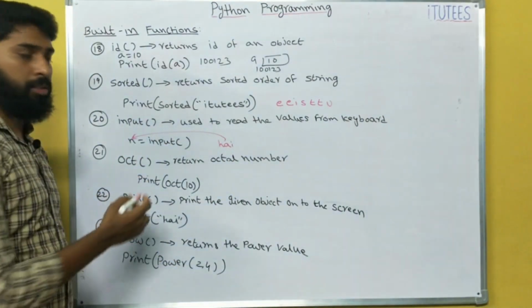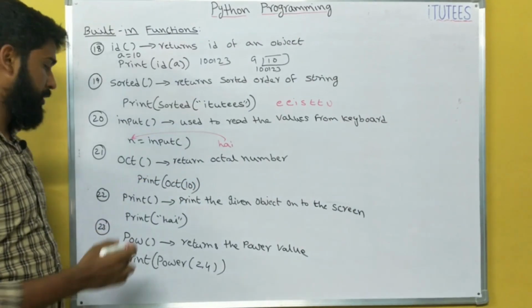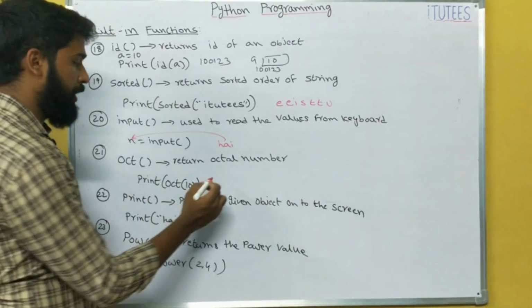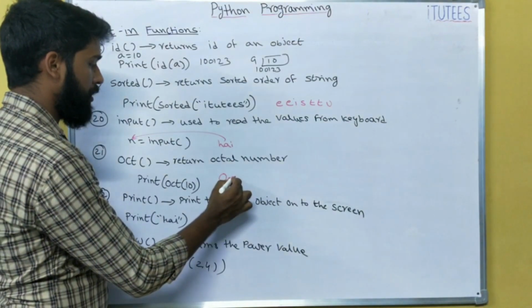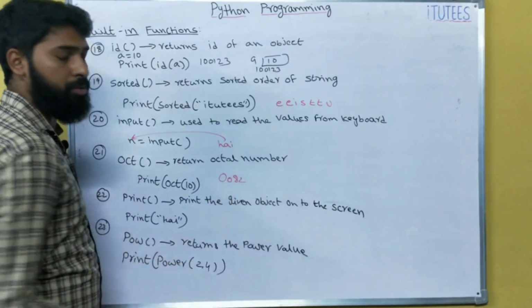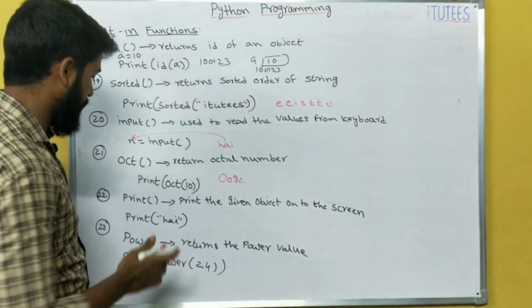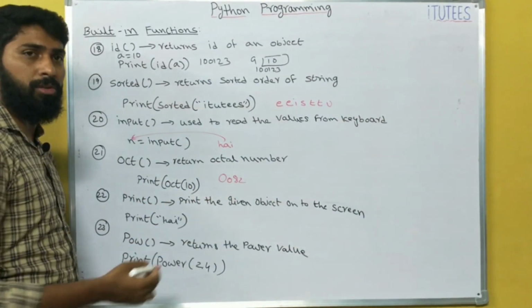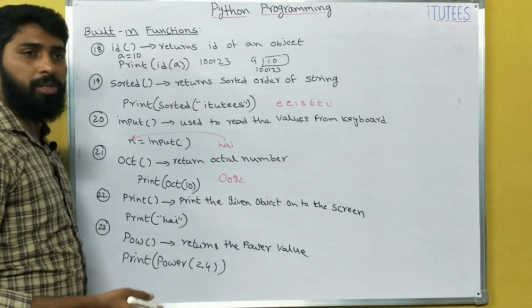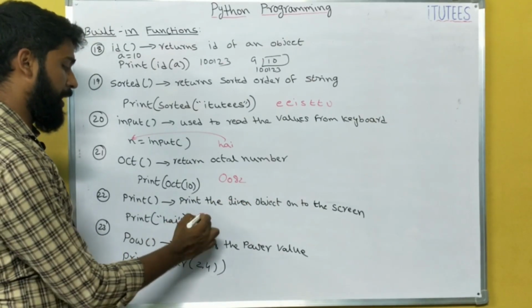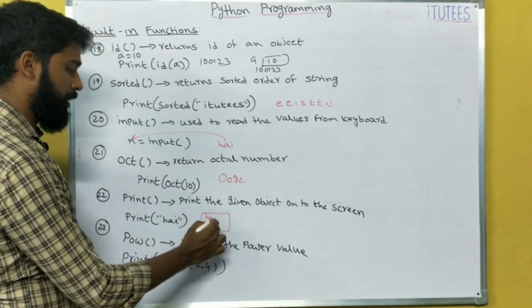Next, oct. It returns an octal number. Print oct of 10 prints 0o12. This is the octal equivalent of 10. The print function is used to print the given object on the screen. For example, print hi prints hi on the monitor.